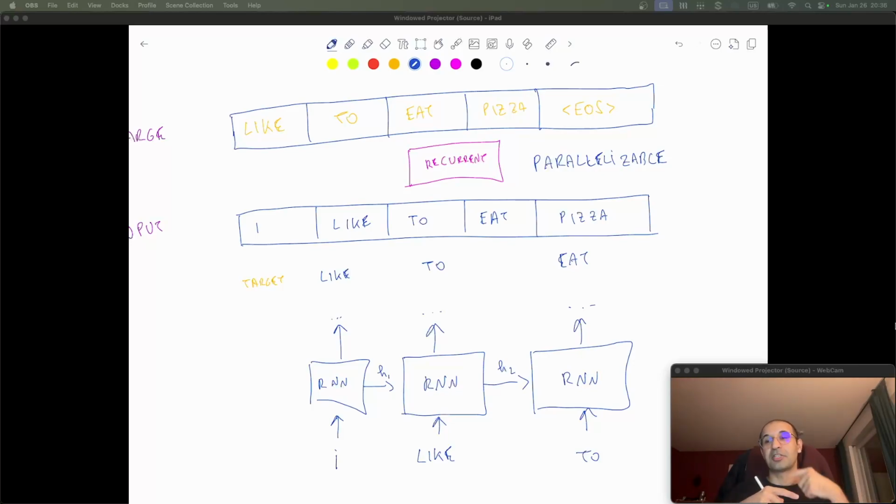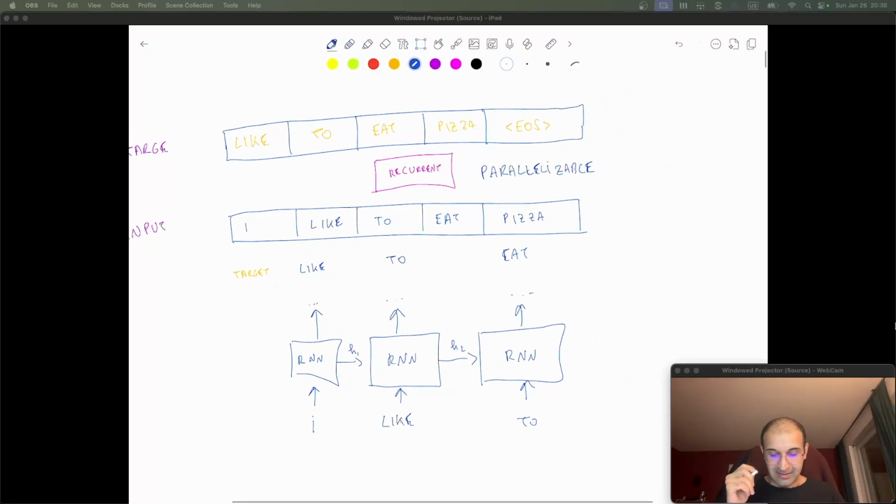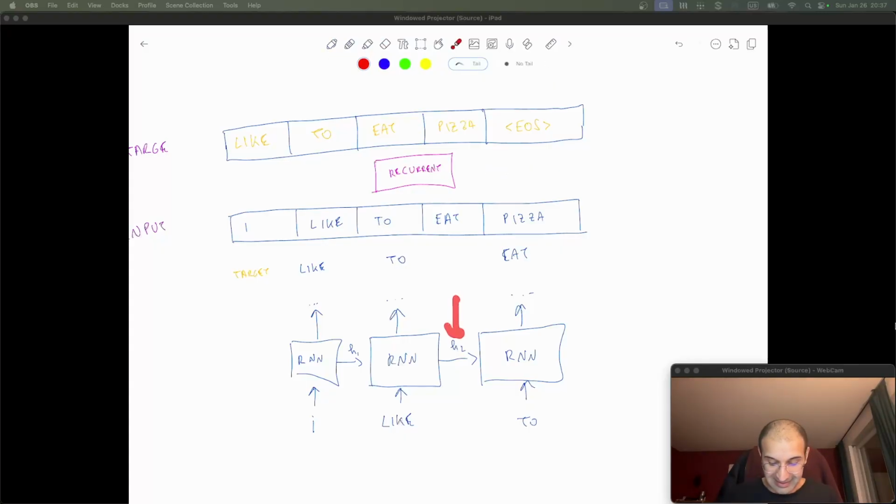So first we generate the first one, and then the second one, and then the third one, etc., and then we backpropagate. And then there are other problems like the vanishing gradients, etc., but that's not the main point today. So the problems of the recurrent neural networks are two, actually. First of all, it's not parallelizable. And the second problem is that we have this recurrent state.